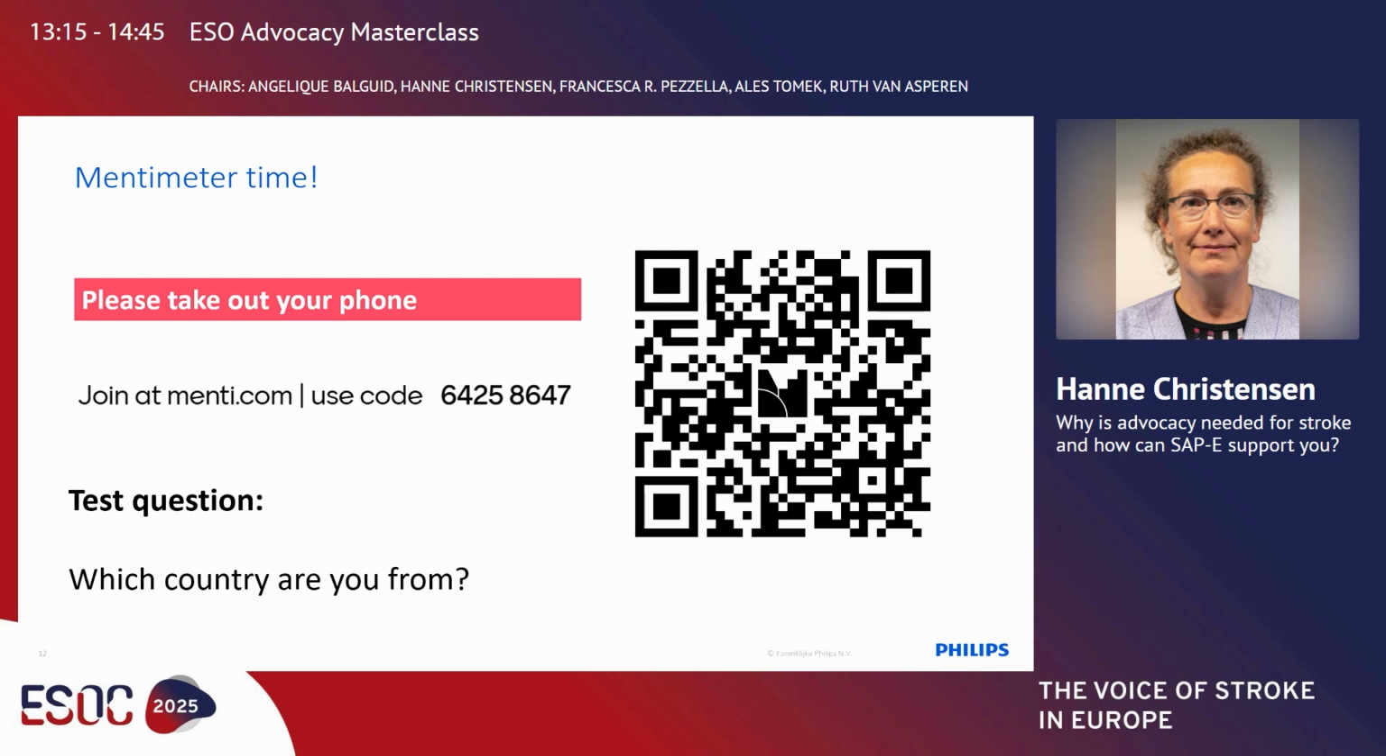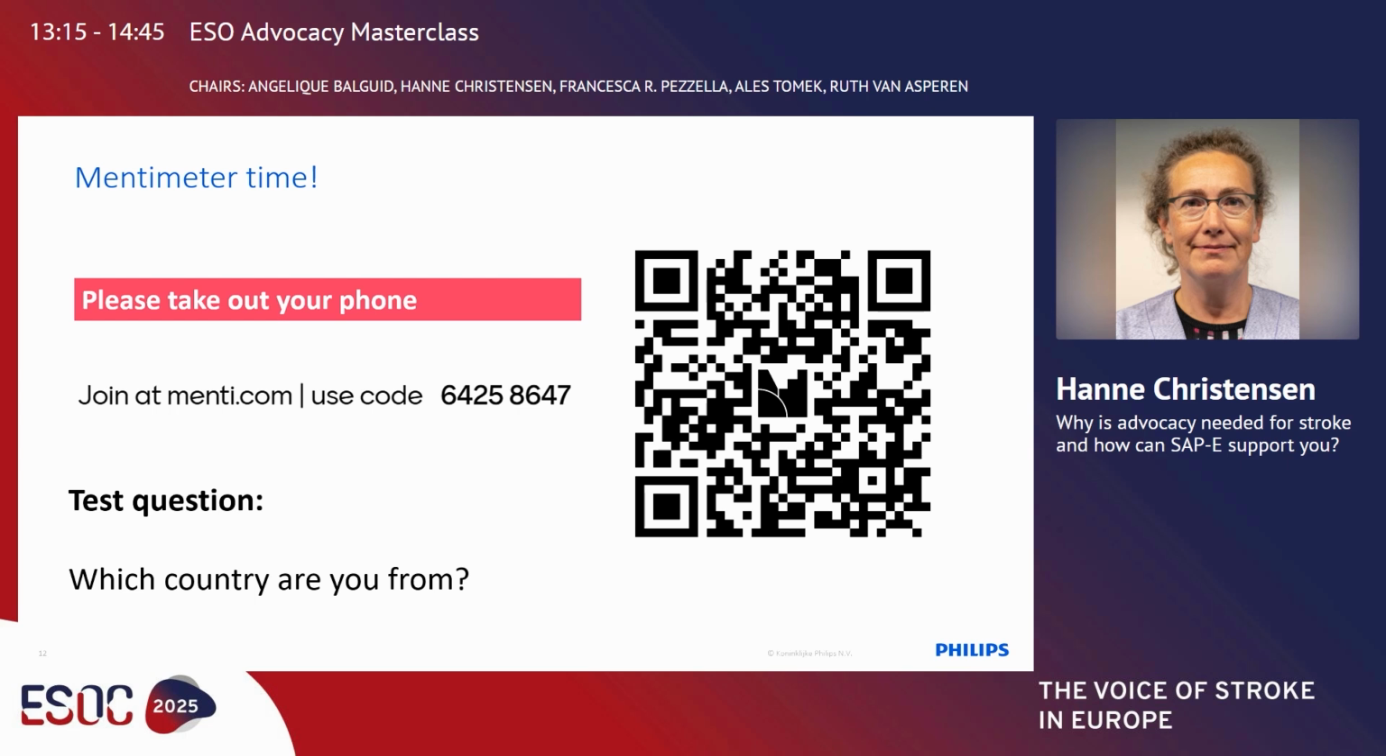So, scan the code. For the people that joined a bit later, we already started with a test question in the beginning. We will use Mentimeter to answer some questions during the session. So for the people that joined the meeting a bit later, you can either scan the QR code or you can join on menti.com and use the code which is on the screen. We will also bring this up another time later in the presentation, but let us know if you face any difficulties.